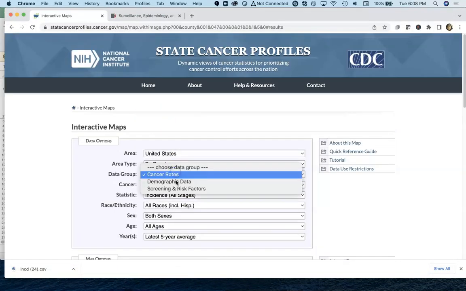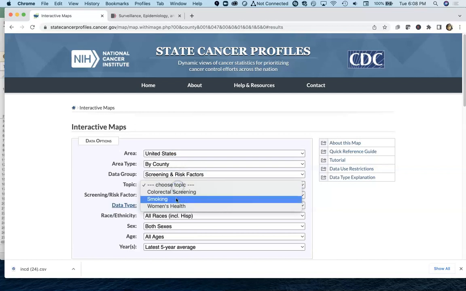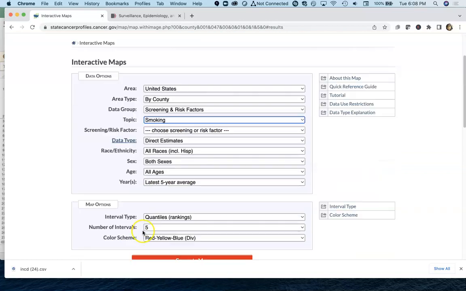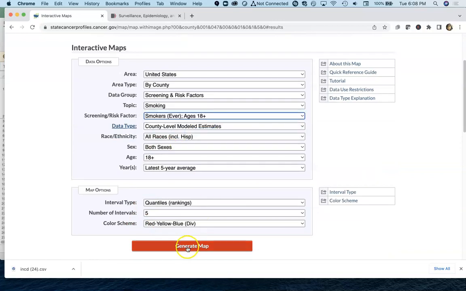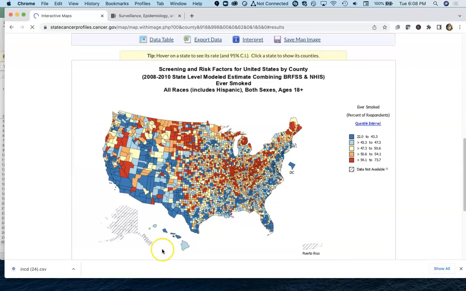We can also look at screening and risk factors. So we can look at smoking. You can look at colorectal cancer. So we can look at ever smokers or current smokers, and we can generate a map for that. We can also download a CSV file. You can see up there in the upper plains states, the Native American populations and this culture, the people working up there, smoking is still much more prevalent in that part of the United States. Very prevalent in the northern region of Michigan relative to the rest of the United States.